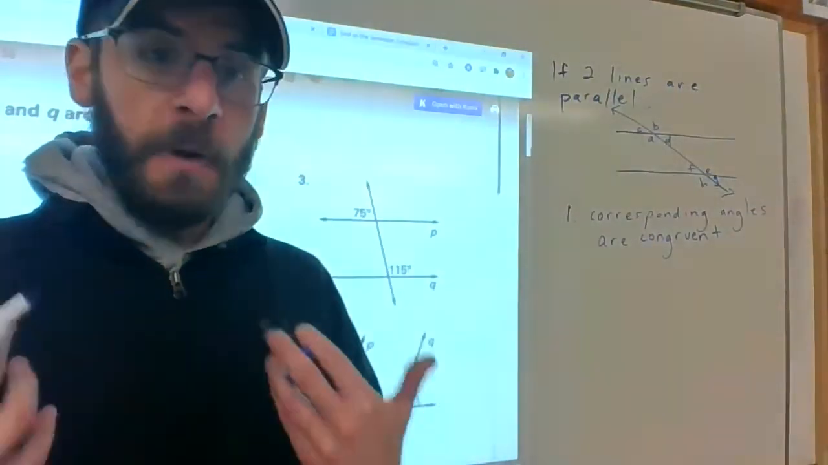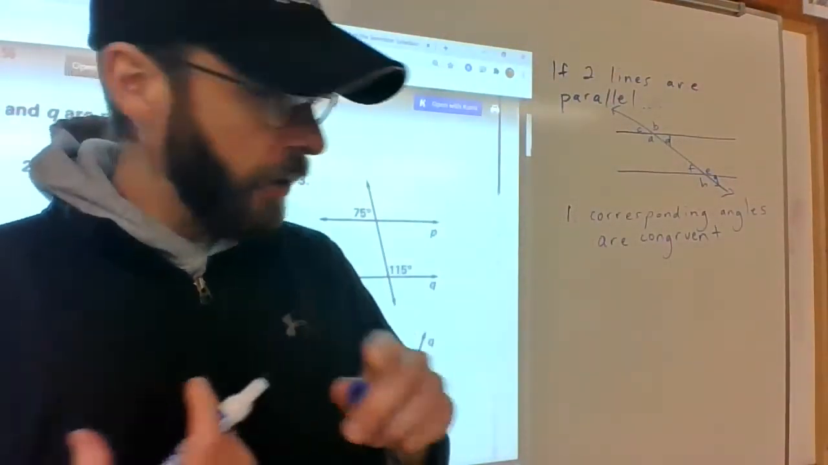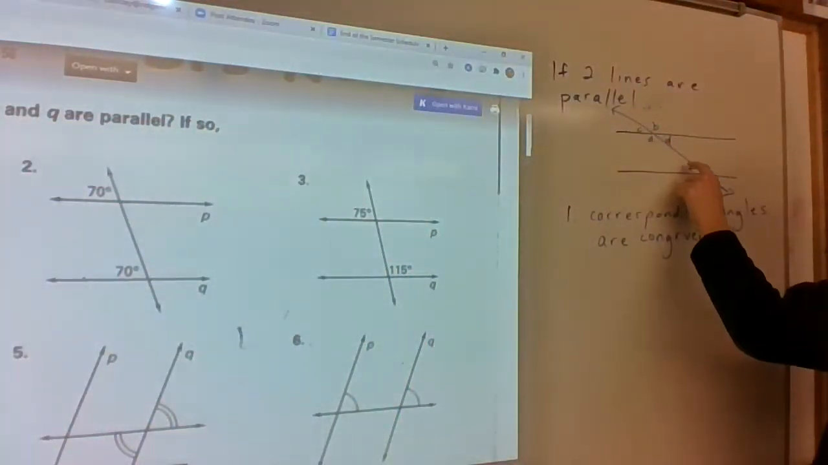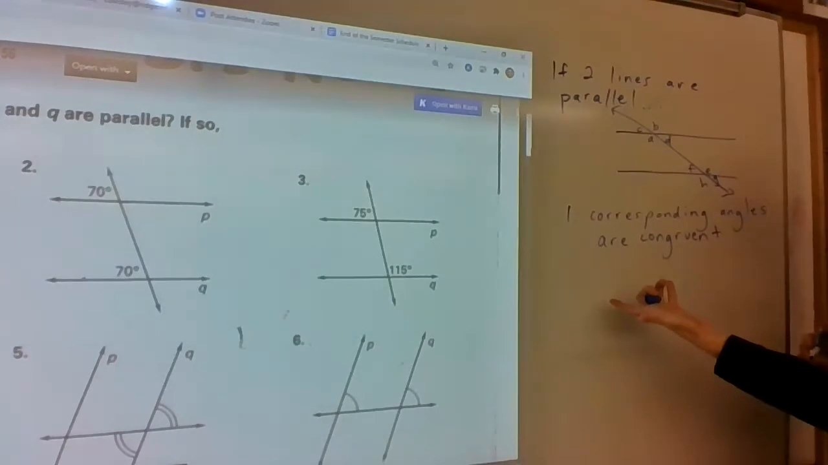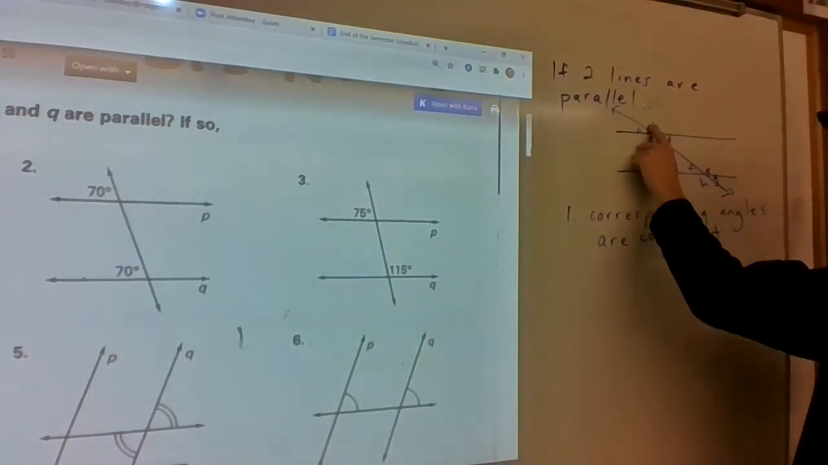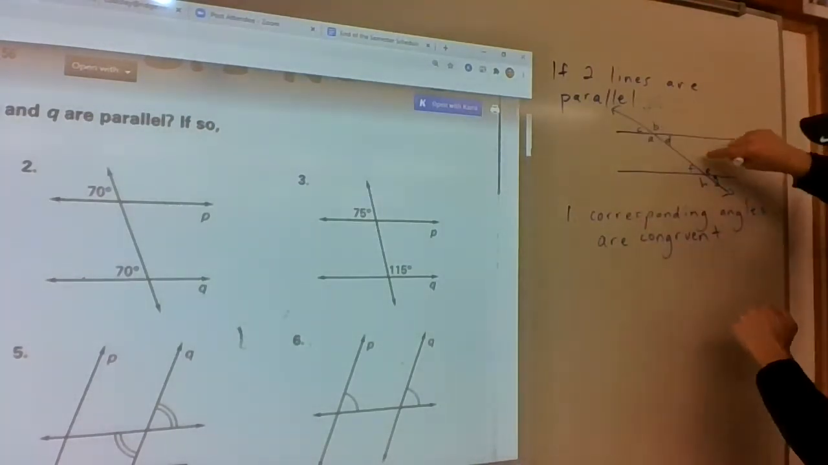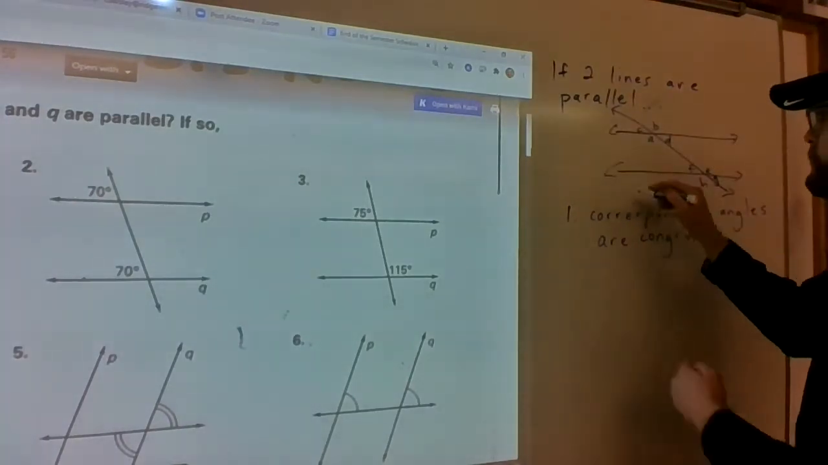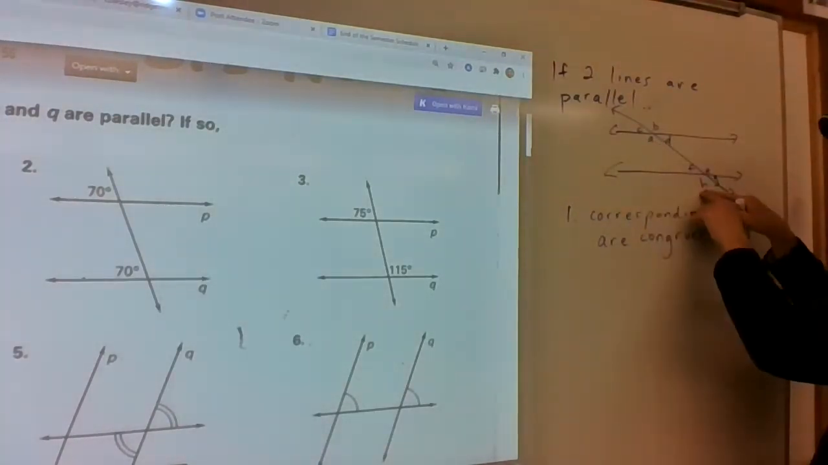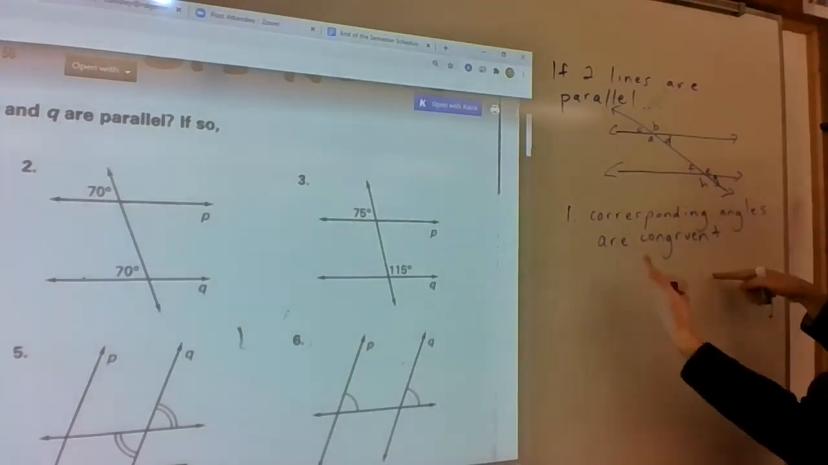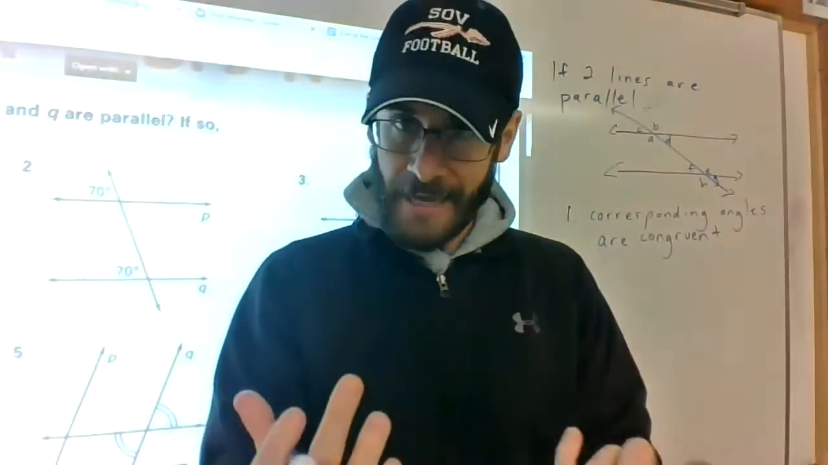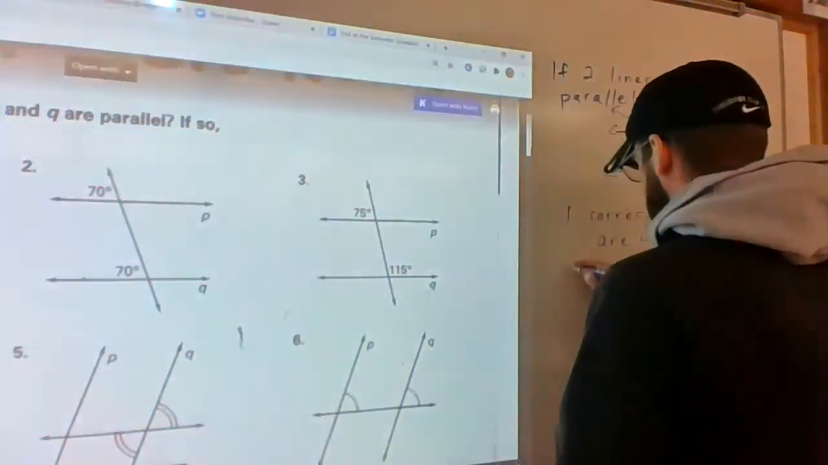Okay, corresponding angles are congruent. So, we're talking about C is congruent to F because of number one. B is congruent to E because those are corresponding spaces right here. So A corresponds to H. Those are congruent because of corresponding angles. D and G are the same. Get it? Part 2.